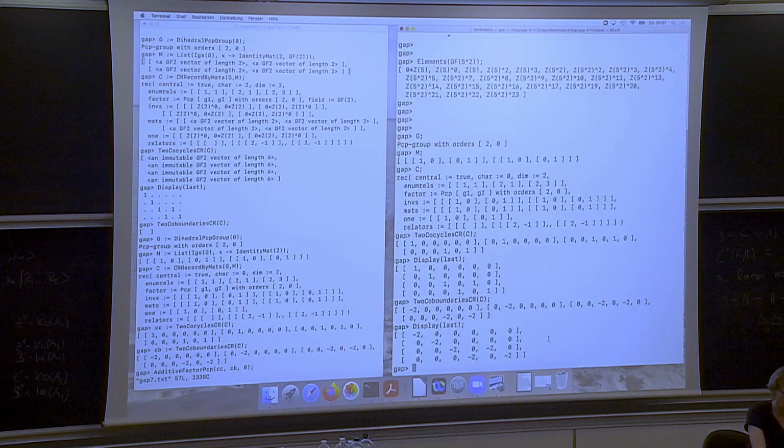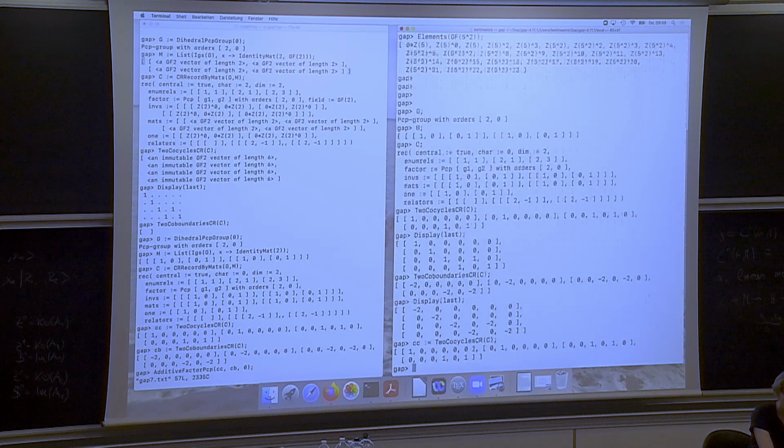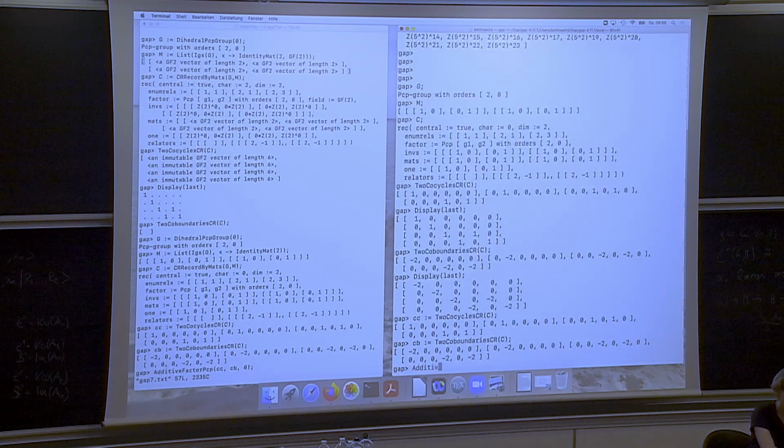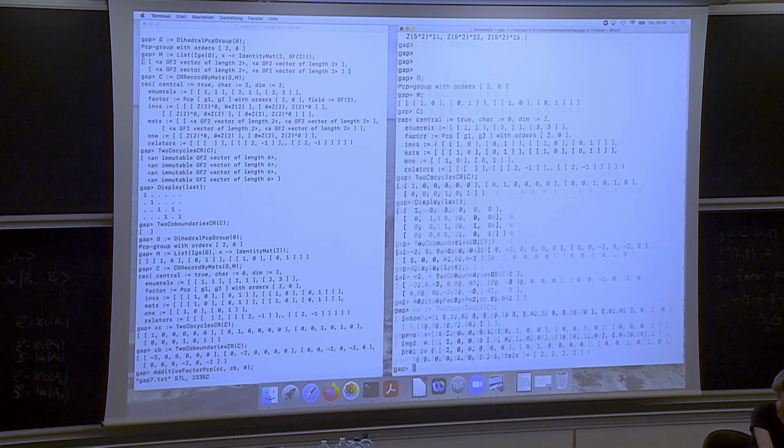If you look at these additive spaces over the integers, it's often not quite so easy to see what they really are. You want to have the quotient. You can get that by additive factor. I have to give it names, I'm afraid. So, two cocycles, CR, CB, two coboundaries. And now I can go for this additive factor. I have to tell it its characteristic 0.